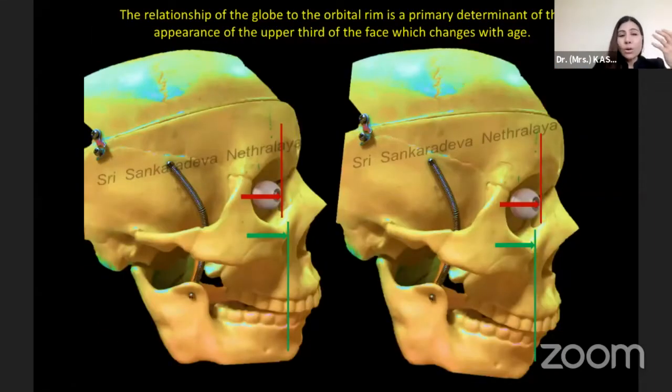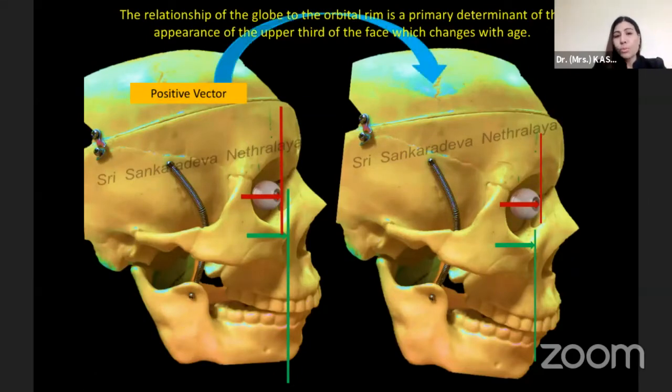So why does it occur? Because when we are young, we are very proud that we have a positive looking face, which we know as a positive vector. This is because when you see the malar plane, which lies much anterior to the corneal plane, this is known as a positive vector. And when we grow old, because of deflation, deterioration, gravity, everything that leads to sagging, the malar plane lies much behind the corneal plane, and this is known as a negative vector.